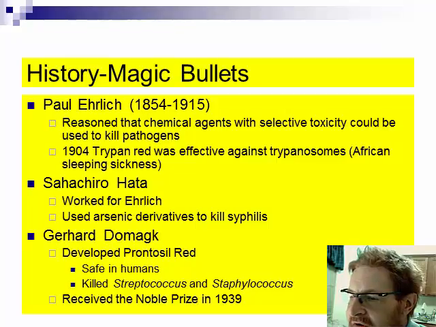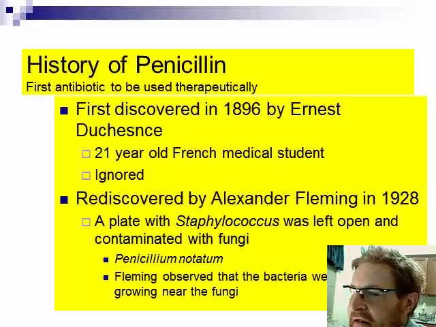Hata was a co-worker of Ehrlich's, and he developed arsenic derivatives that could specifically kill syphilis. Domagk used a compound called Prontosil Red, which was safe to humans, but definitely killed Streptococcus and Staphylococcus. He received the Nobel Prize in 1939 for that discovery of Prontosil Red.